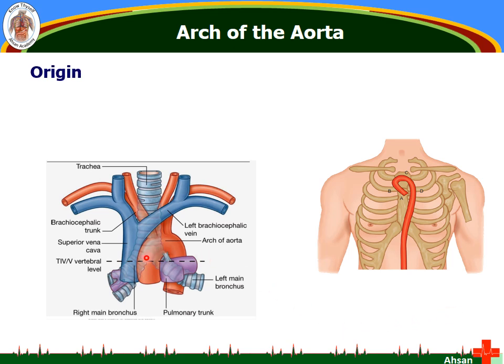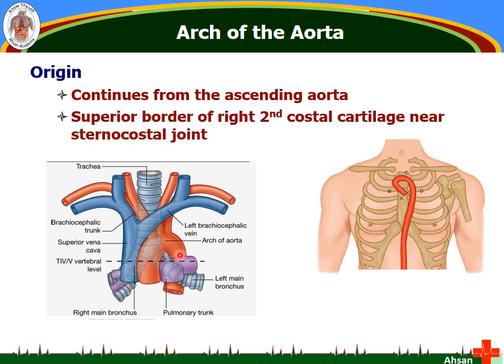This is the arch of the aorta. It originates as the continuation of the ascending aorta. You can see the arch of the aorta curving to the left and posteriorly. This starts at the level of the upper border of the second costal cartilage near the sternocostal junction, and it curves round and goes a bit to the left.